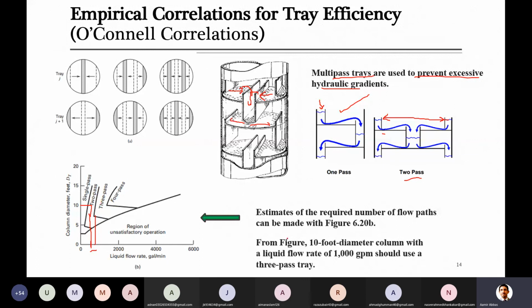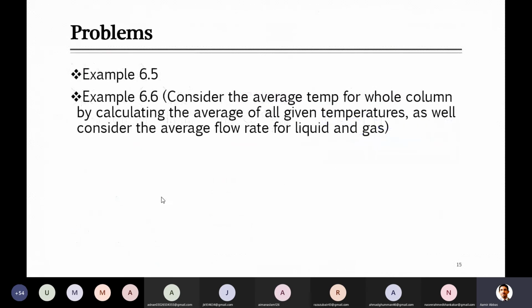So from this figure you can say that if, for example, a 10 feet diameter column is there, here is 10 feet, and the flow rate is 1000 gallons per minute, here it is 2000, so it will be somewhere in this region, and we will end up here somewhere. And this suggests that a 3 pass tray will be better for better performance in such a system.